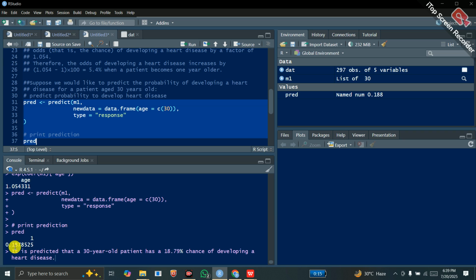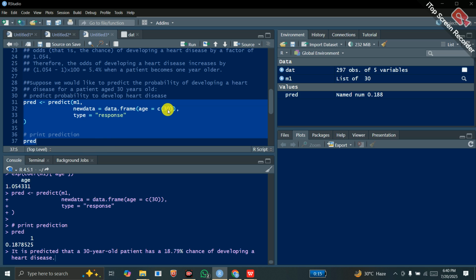Now it means that it is predicted that a 30 years old patient has 18.79% probability of developing a heart disease, since the probability is equal to 0.1879. If you use the same formula, multiplied by 100, it means that it is predicted that a 30 years old patient has almost a 19% chance of developing a heart disease.